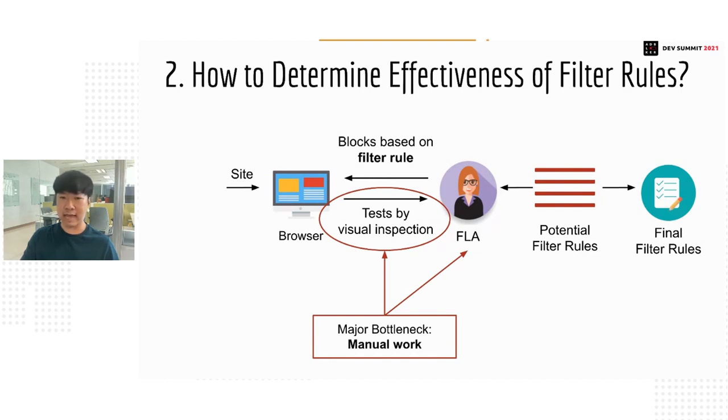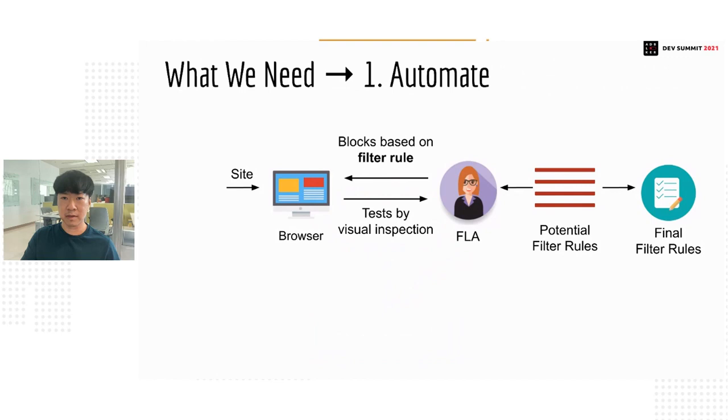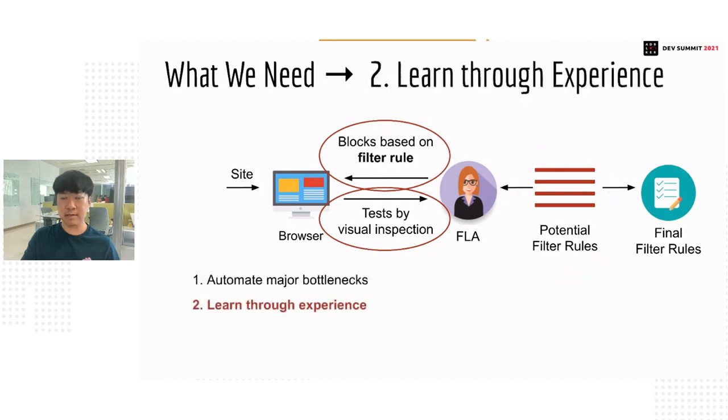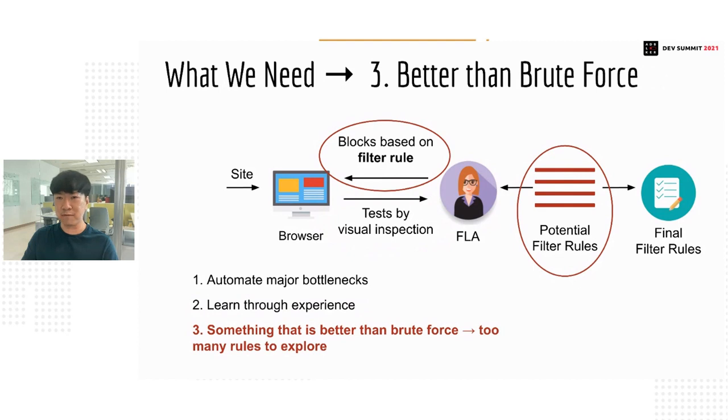So we can now establish some requirements in designing an automatic system. First, we know that we have to automate these major bottlenecks. Second, we know that the automatic system has to do some kind of learning through experience, because the filter list author or the automatic system doesn't know beforehand. So they have to generate the filter rule, learn by applying it on the site, and get some kind of feedback from it. And that has to be all automatic as well. And then third, hopefully the system is better than brute force, because there may just be too many potential rules to explore.